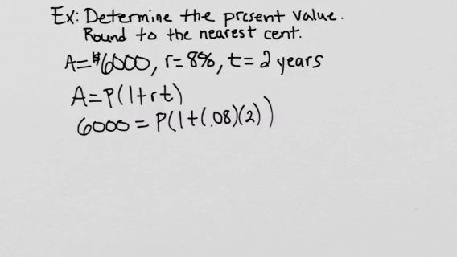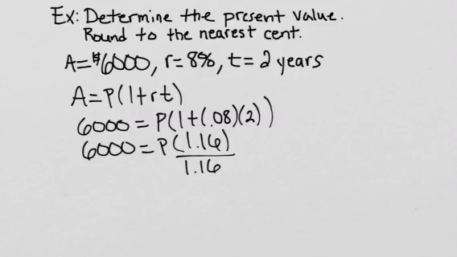All right, and now we just want to start simplifying this. So we have 6,000 equals my P times 1 plus 0.08 times 2. That gives me 0.16 plus 1 gives me 1.16. And now, in order to get that P by itself, since those are being multiplied, we just divide both sides by 1.16.